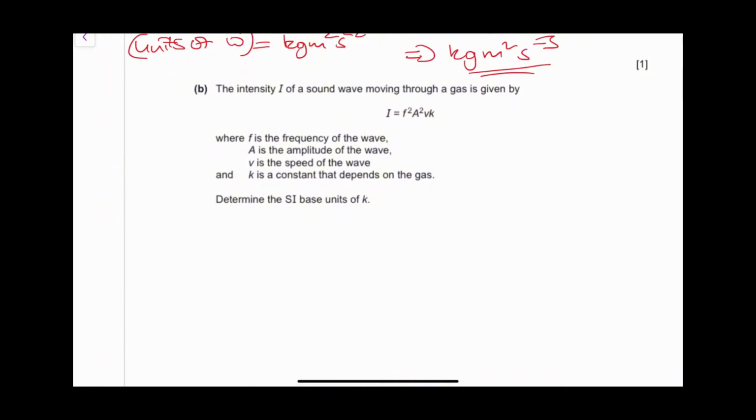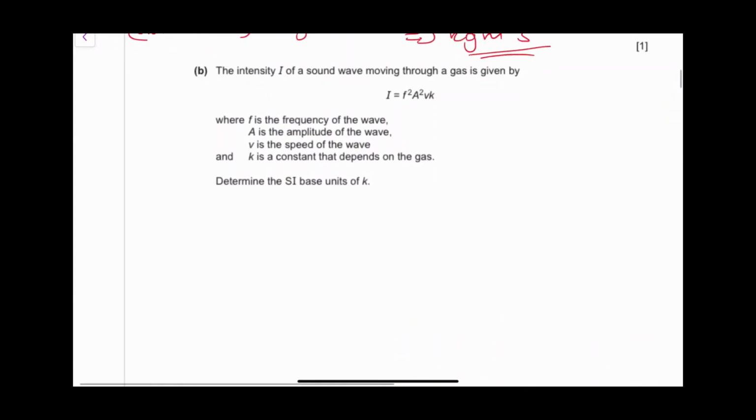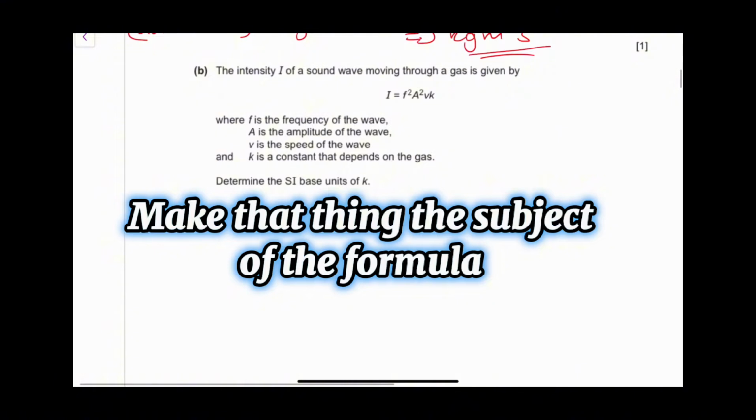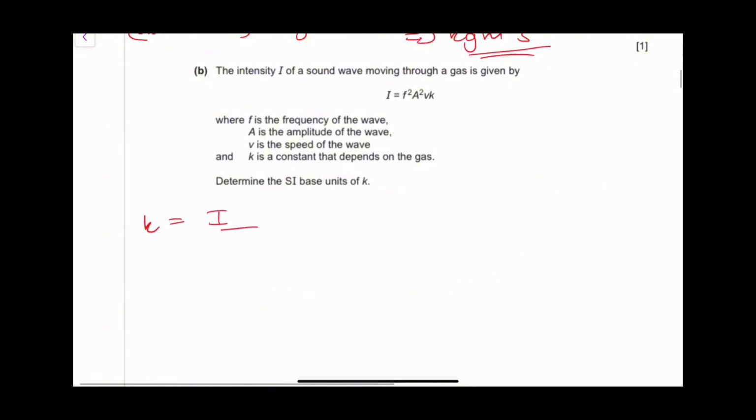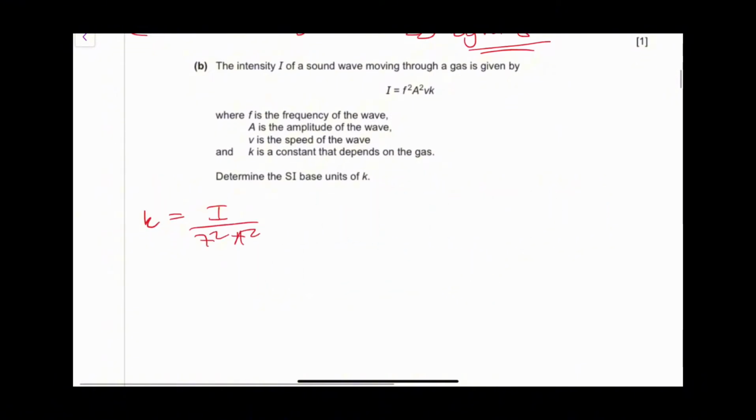Okay, moving to the next question. The intensity of a sound wave moving through a gas is given by that equation, right? And we also determine the SI base units of K. Whenever a question asks you to determine the SI base units, make that thing the subject of the formula. So K is actually equivalent to I over F squared A squared, right?